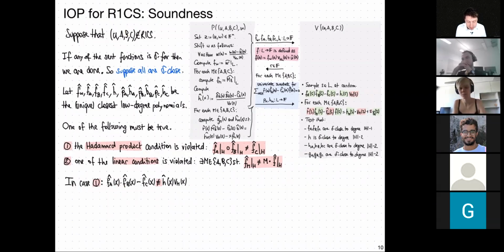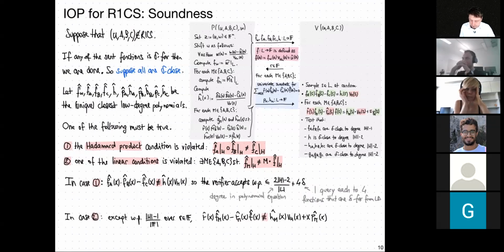In case one, if this Hadamard condition doesn't hold, it means that you cannot write this polynomial equation. Well, in that case, this test is going to accept with probability at most 2h minus 2 over L plus 4 delta. Why 4 delta? Because we are querying 4 things, 1, 2, 3, 4. And again, the 4 can be made to go away. It doesn't matter right now. And why 2h minus 2? Because we're multiplying 2 things of degree h minus 1. So that's 2h minus 2 over L, right? Great.